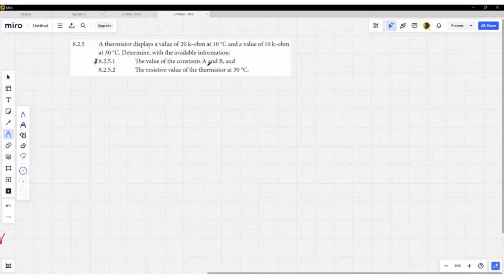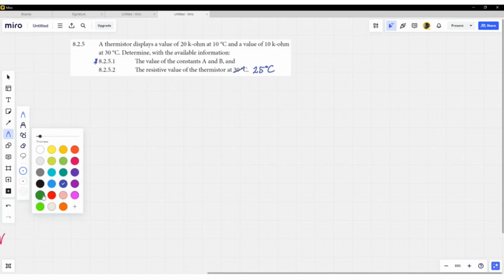And we need to calculate what the resistor value is going to be at 30 degrees C. This is kind of dumb because that's already given to us, so I'm going to change that value. Let's pick something between 10 and 30, something that we wouldn't know. Maybe 25. We've been working with 25 a lot, so let's just keep to that.